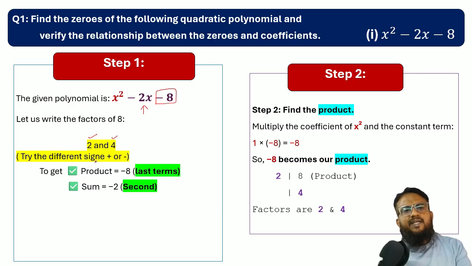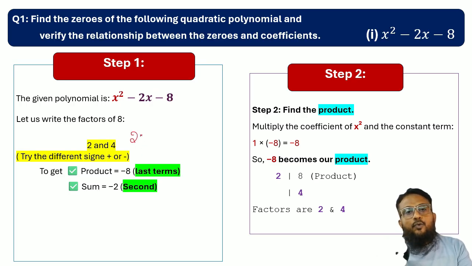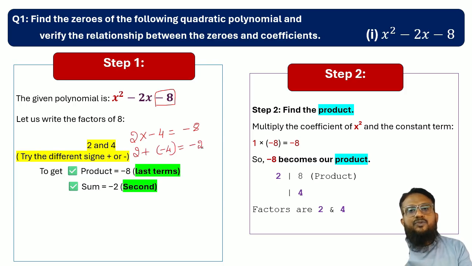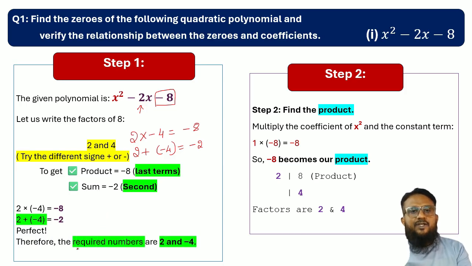You can use the different signs. Then 2 multiplied by minus 4 equals minus 8. That is our last term. 2 plus minus 4 becomes minus 2, that is the middle term. Minus 2 is the coefficient of x. So you have to write like this. Perfect. We got the last term minus 8 and the middle term minus 2 as the coefficient of x. Therefore, the required numbers are 2 and minus 4.